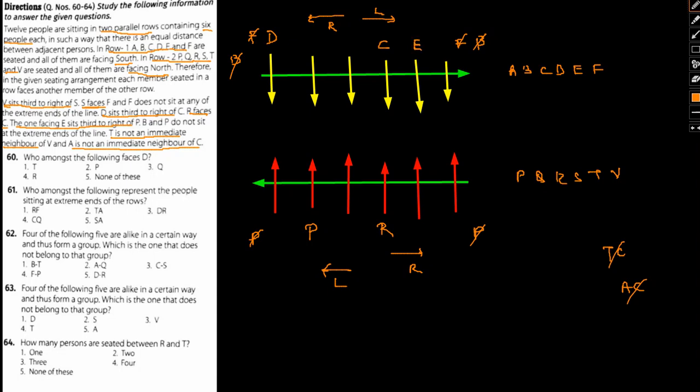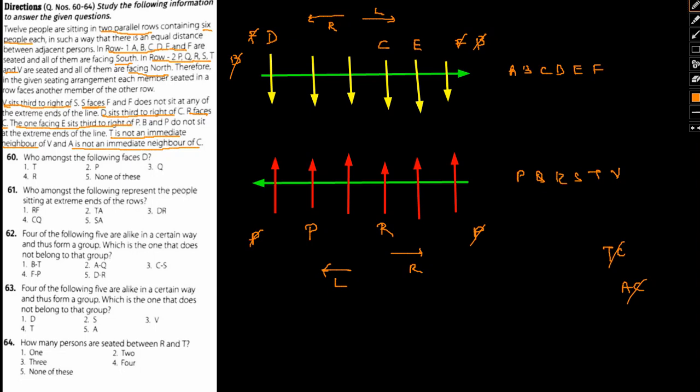Okay, so E is done. Do we have any other points pertaining to E? No, we don't have. T is not an immediate neighbor of V, and it's given that V sits third to the right of S.